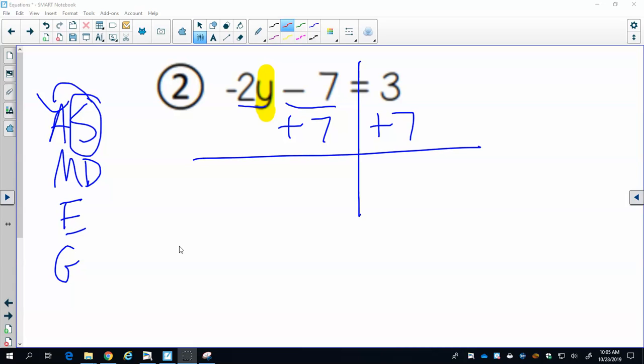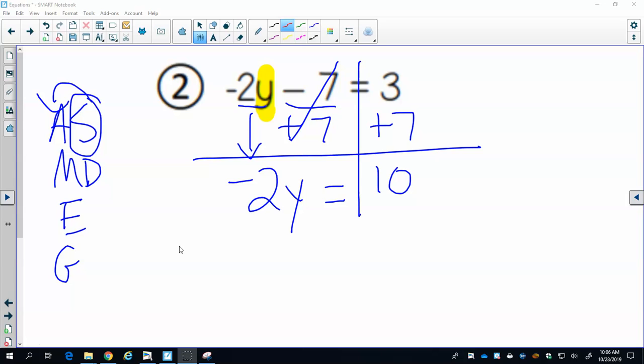So I'm going to add 7 to both sides of my equation because I'm undoing it. Negative 7 plus 7 is going to cancel out. On the right side, 3 plus 7 is going to give us 10. So I have 10 on the right side, and on the left, I'm going to bring down what I still have, which is negative 2y. Now this one's a little bit different because our coefficient, or our number next to the y, is what type of number? It's a negative number. So this time we have a negative.